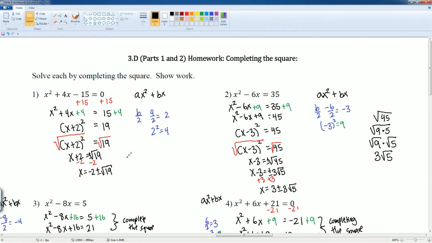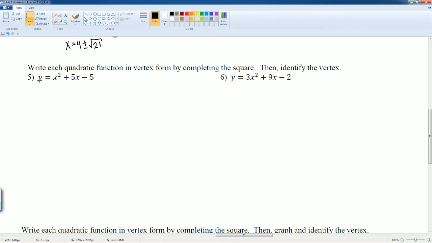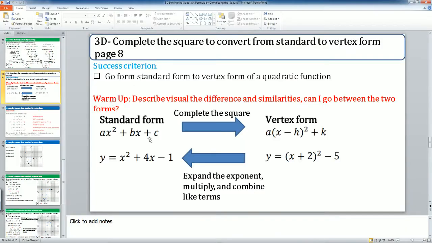This is on 3D. In 3D, we're going to do number 5 and 6, which is writing each quadratic function in vertex form by completing the square, then identifying the vertex. Please understand that this was from the notes. This is how we go from standard form, looking like ax squared plus bx plus c, into vertex form by completing the square. That's what we're going to do.